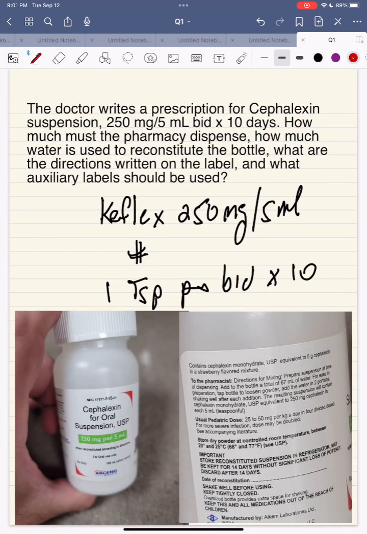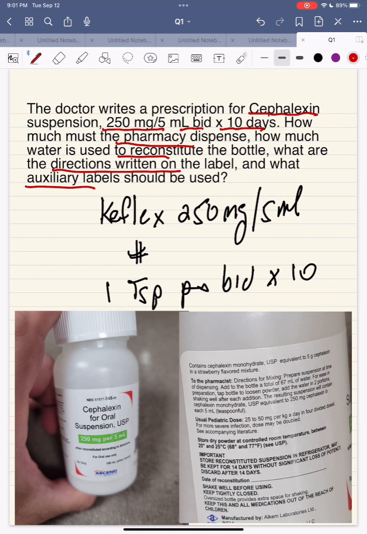Okay, for those of you working in retail, we have cephalexin, 250 milligrams per 5 ml twice a day for 10 days. How much should the pharmacy dispense? How much water do you use to reconstitute the bottle? What are the directions written on the label? What auxiliary label should be used?